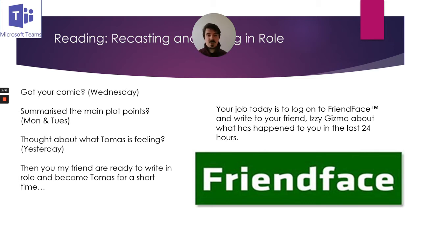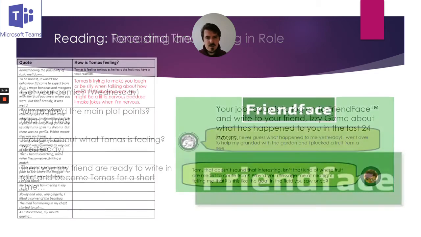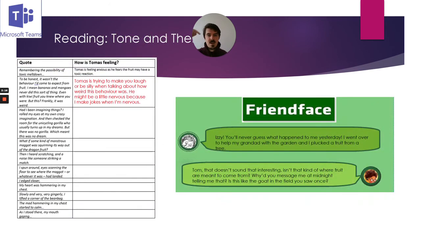Now your job is to log on to FriendFace, which is a brand new social network that I invented just for this. And you've got to go and speak to your friend Izzy Gizmo. She goes to school with you. Your name is Thomas, of course, and you're going to recount the main events, just the main events of what happened to you in the last 24 hours. As you can see, in assignments today, you will see something that looks like that, but there's many more spaces for you, Thomas, and Izzy to speak to each other. So I've thought of an example here.